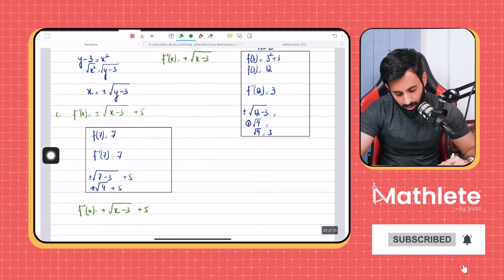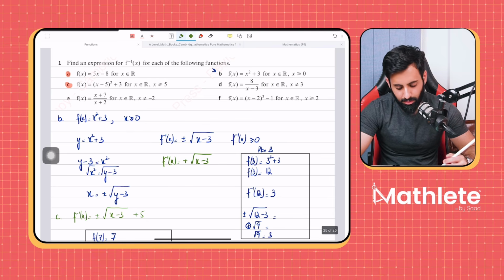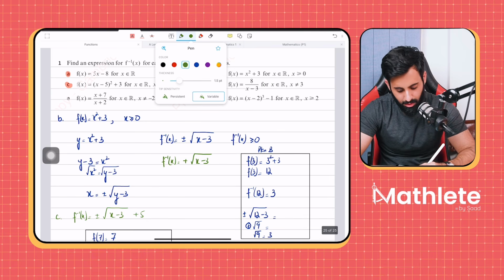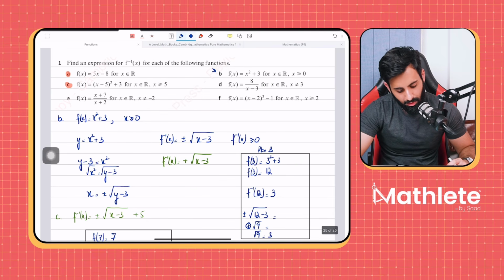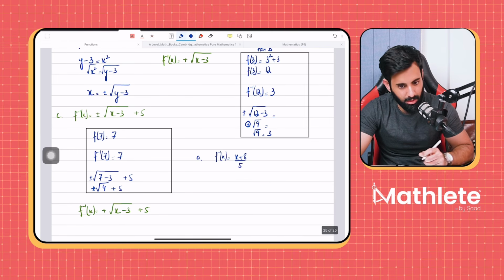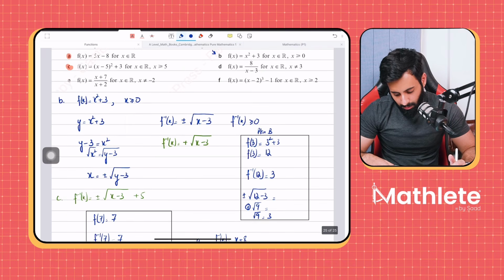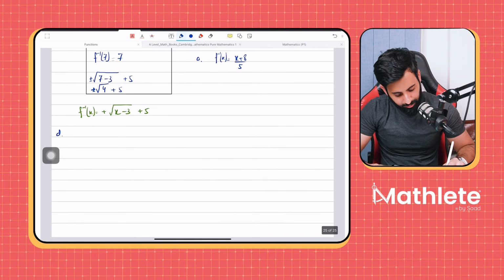Okay, so can I have the answer to part A? It's a fairly easy question. Then I'll solve part D. x plus 8 upon 5, is that correct? f inverse of x equals x plus 8 upon 5. Yeah, okay. Good job.